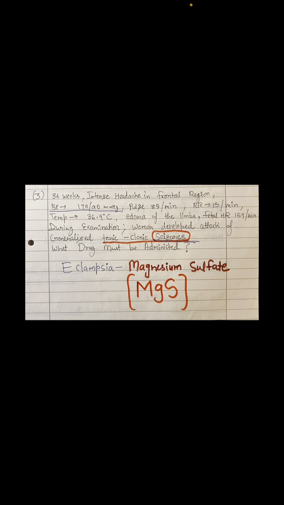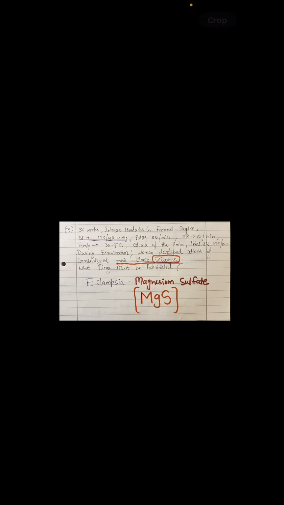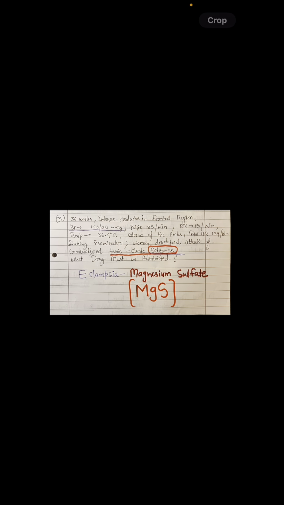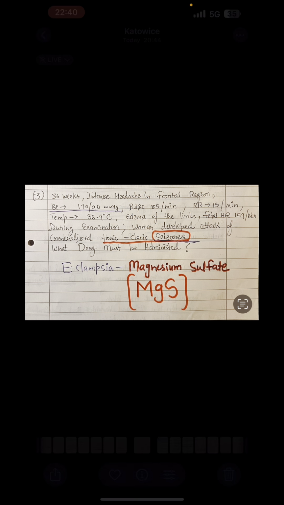Next is asking about a pregnant woman who has a high BP and is having tonic-clonic seizures. Even this question did not say anything about proteinuria. So get ready for this thing: in the KROK questions, proteinuria will not always be given. They are asking what drug must be administered. So we all know that magnesium sulfate is the treatment of choice for eclampsia.